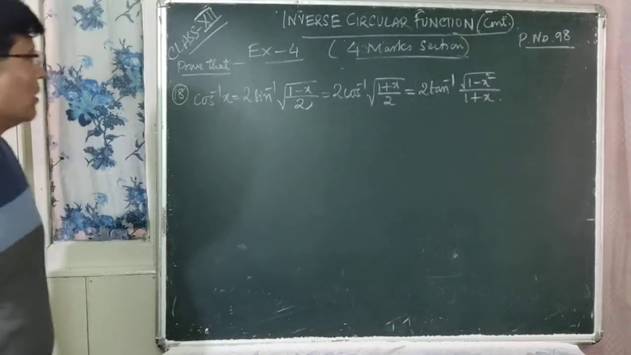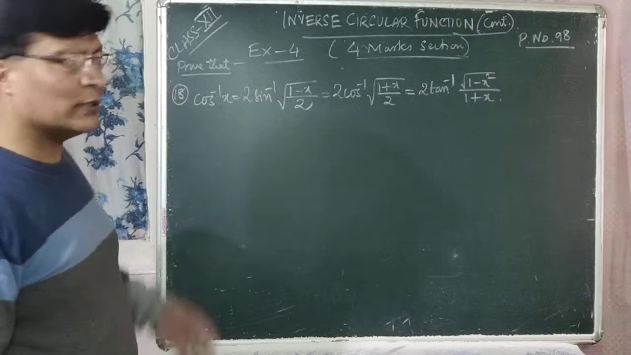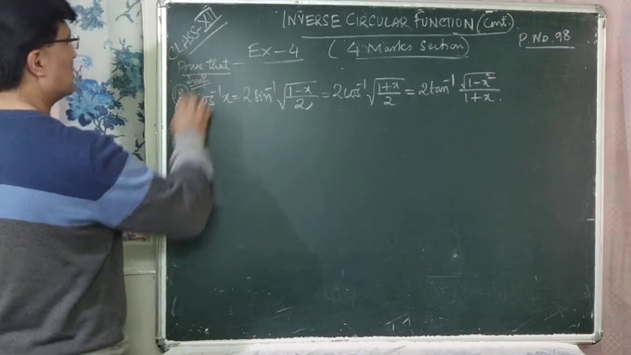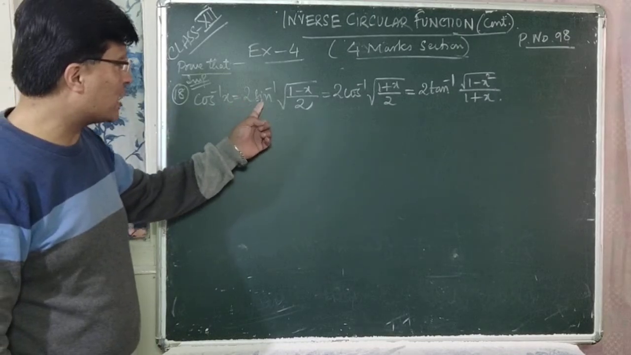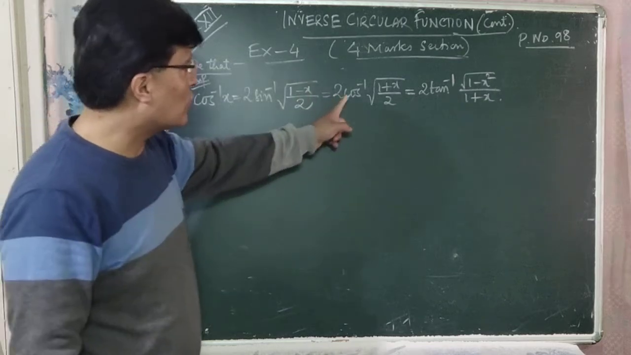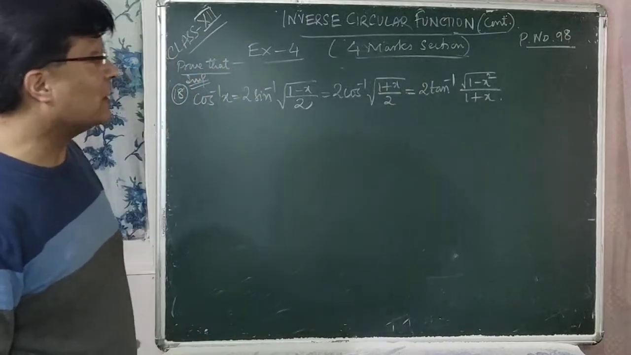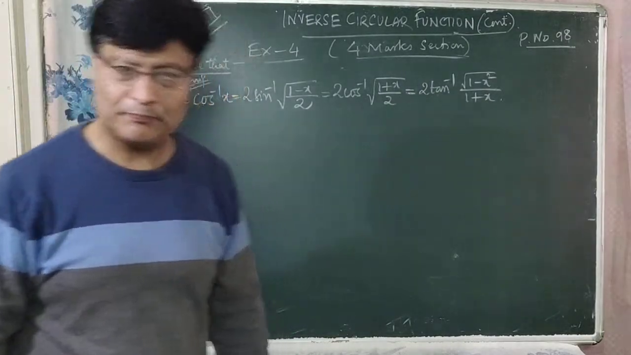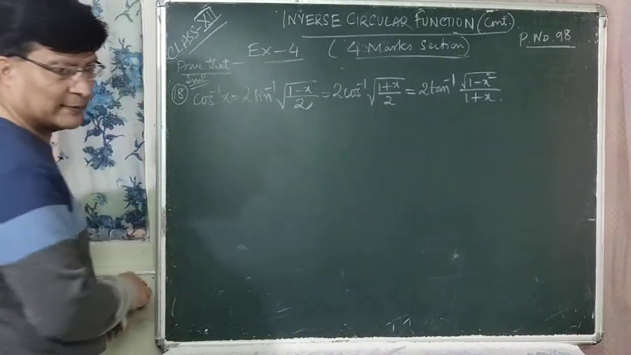So now we will do the next question. Prove that, again. This is question number 18. So this question is very important. You have to prove cos inverse x is equal to 2 sin inverse of square root of (1 minus x) upon 2. Again it is equal to 2 cos inverse of root of (1 plus x) by 2. Again it is equal to 2 tan inverse of square root of (1 minus x) whole divided by (1 plus x). Okay. So first of all, let us prove this first is equal to second.